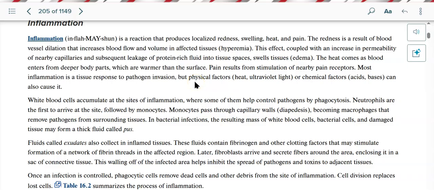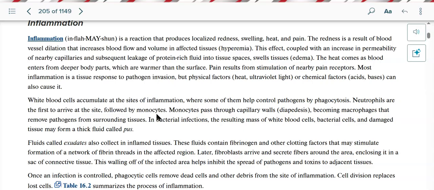All right. White blood cells will accumulate at the sites of inflammation, where some of them will help to control pathogens by phagocytosis. They will simply engulf the pathogens, eat them, so to speak. Neutrophils are the first to arrive, followed by the monocytes.